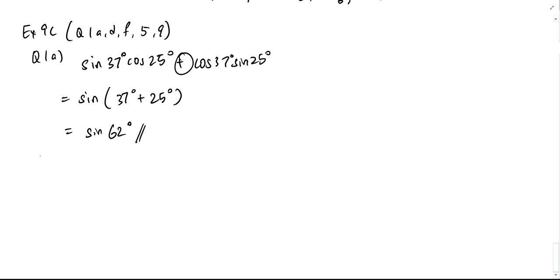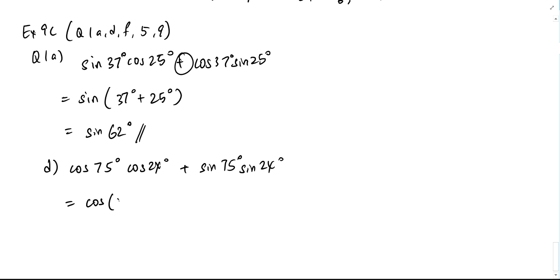Okay, so next, 1D. Again combine cosine 75 degrees, cosine 24 degrees, plus, take note of the plus, sine 75 degrees, sine 24 degrees. So we see a cosine cosine. I know that it is going to be combined to become a cosine of 75 degrees, but now since this is a plus, I'm going to change the sign, it becomes a minus 24 degrees. So this is combined to be cosine of 51 degrees.